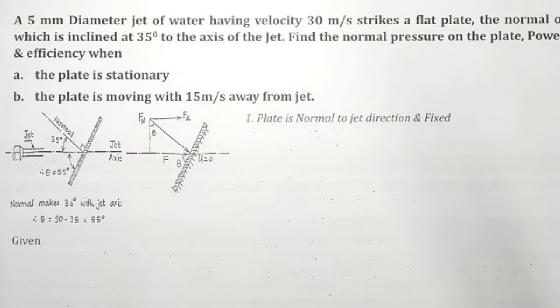Now the next problem is a 5 mm diameter jet of water having velocity 30 meter per second strikes a plate, the normal of which is inclined at 35 degree to the axis of the jet. Find the normal pressure on the plate, power and efficiency when the plate is stationary, and second condition is that plate is moving with velocity 50 meter per second away from the jet.